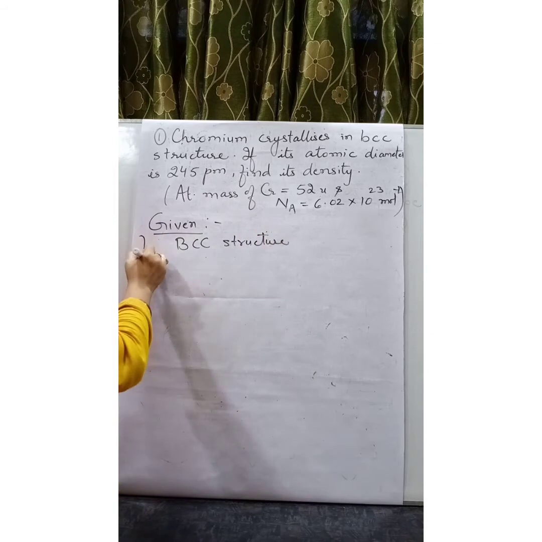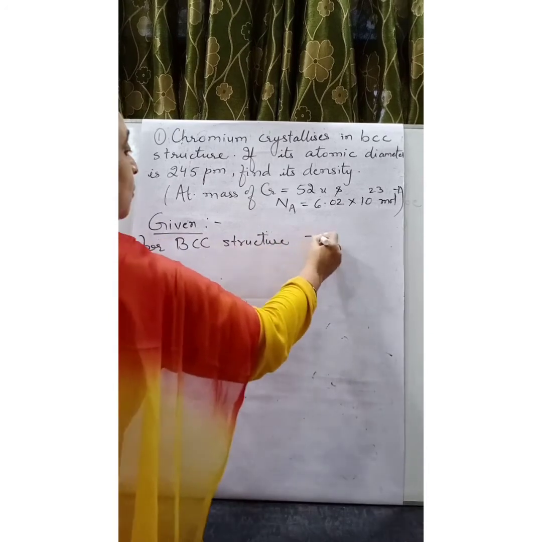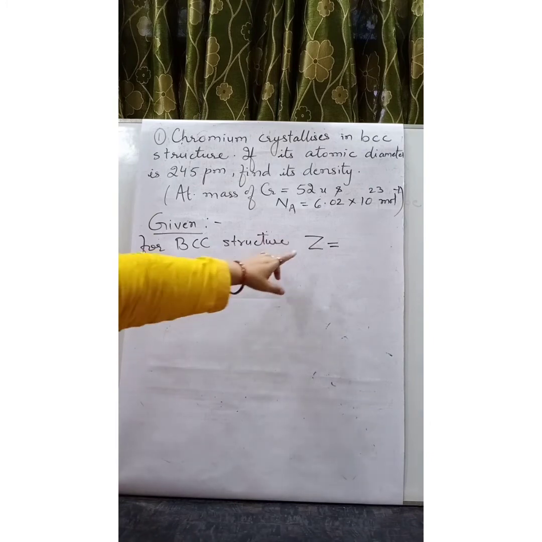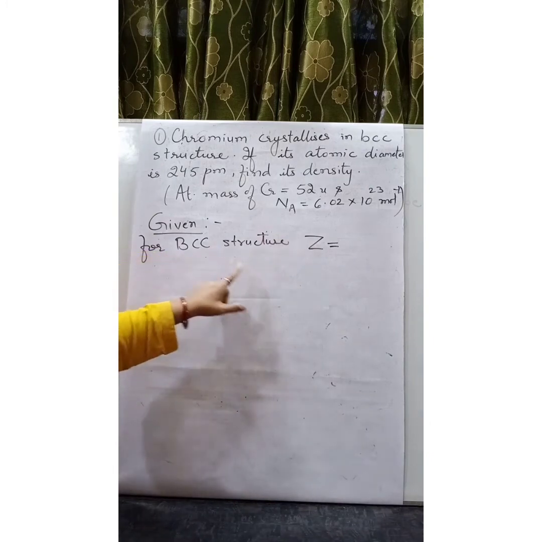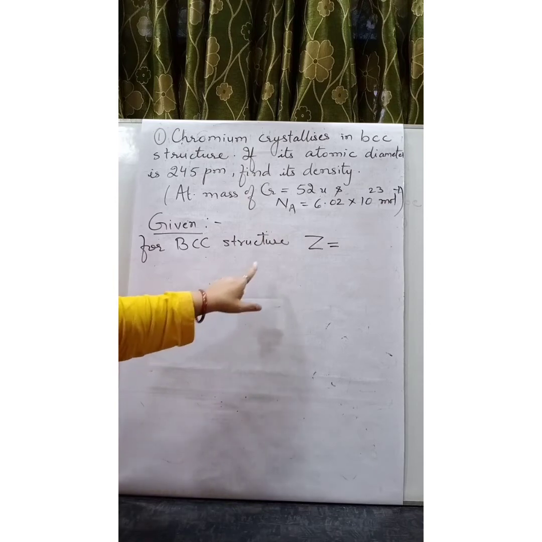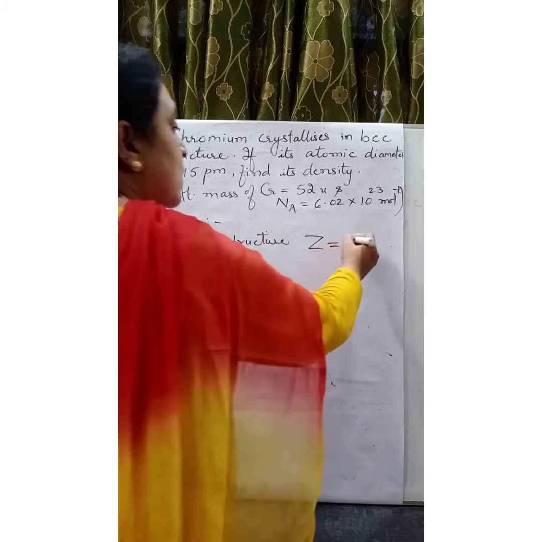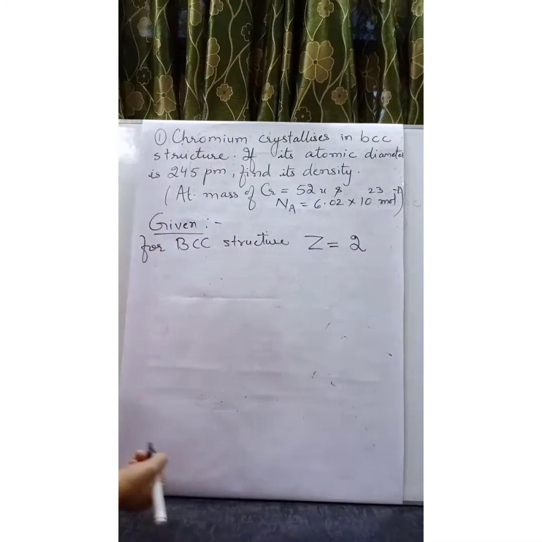So for BCC structure, what is the number of atoms present per unit cell, Z? It is BCC structure. So 8 corners and each corner contributes 1/8 atom to the unit cell. So 8 into 1/8 is equal to 1. And 1 which is present in the body belongs to the unit cell. So 1 plus 1 is equal to 2 atoms.